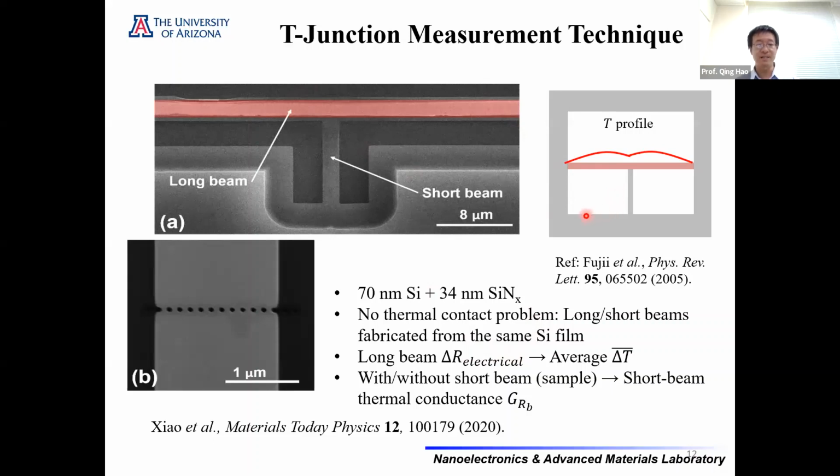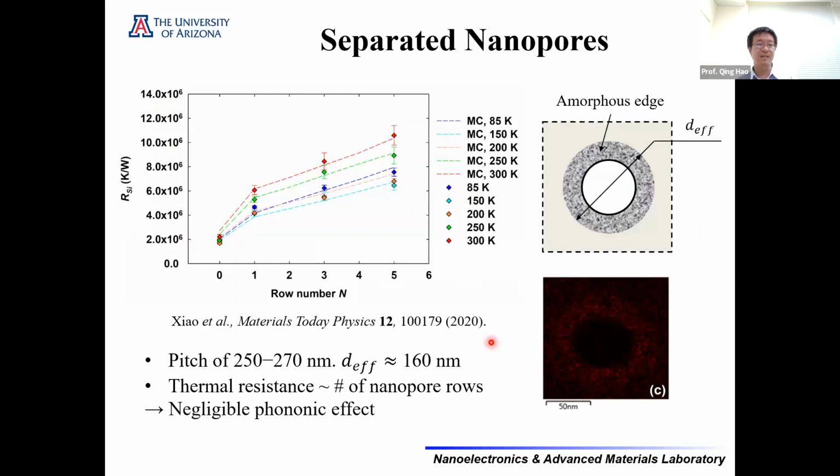In the measurement, we can increase the number of holes in the center of the short beam with a focused ion beam. After all the measurements, we cut the short beam with a focused ion beam and redo the self-heating measurement for the long beam alone. The contrast between the measurement with and without the short beam will give us the short beam thermal resistance or conductance. Here we did a measurement with a pitch of nanopores of around 250 to 270 nanometer.